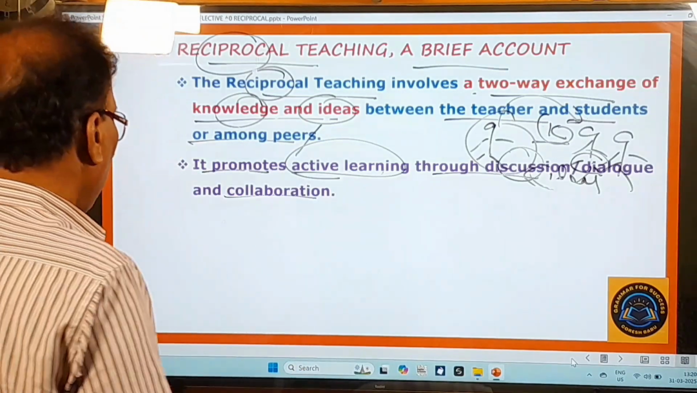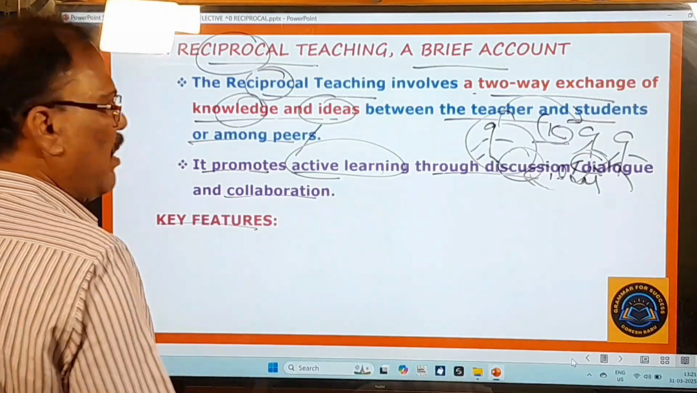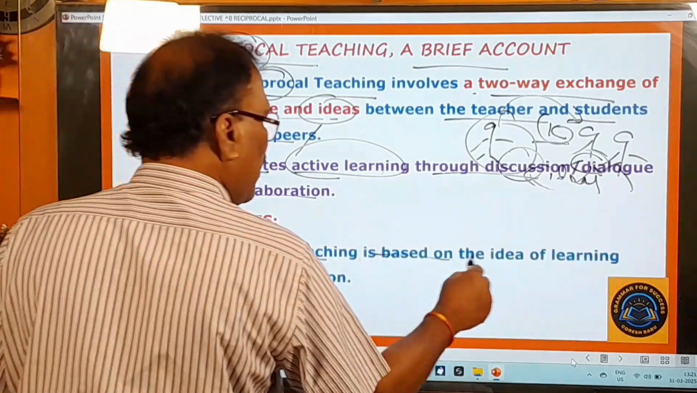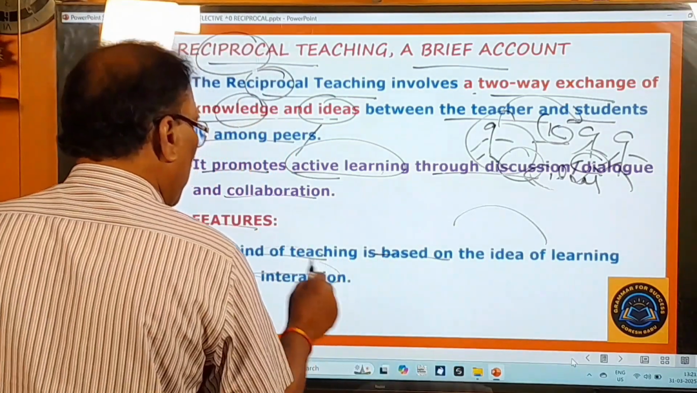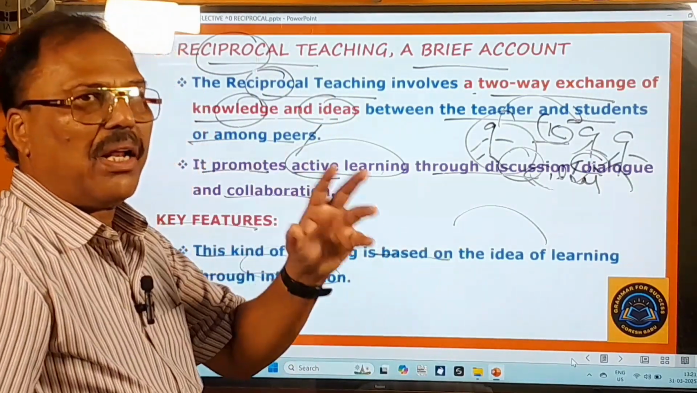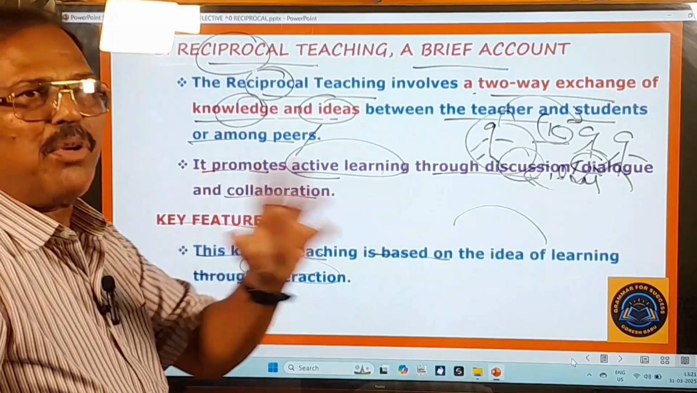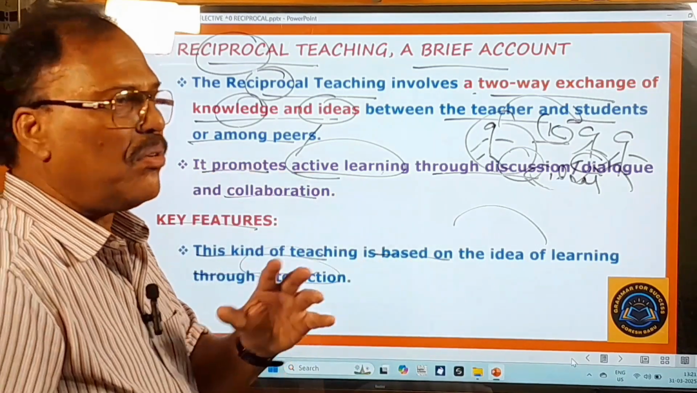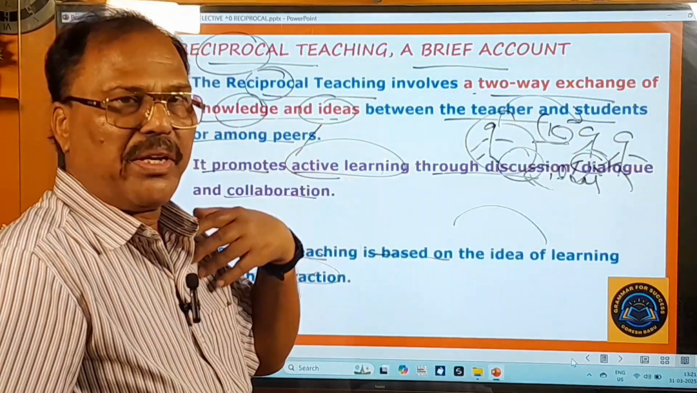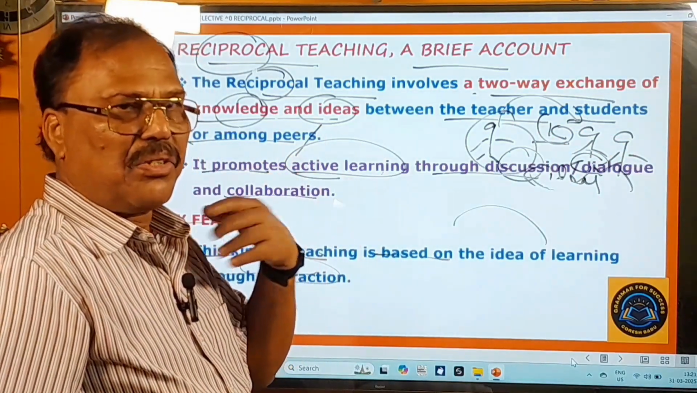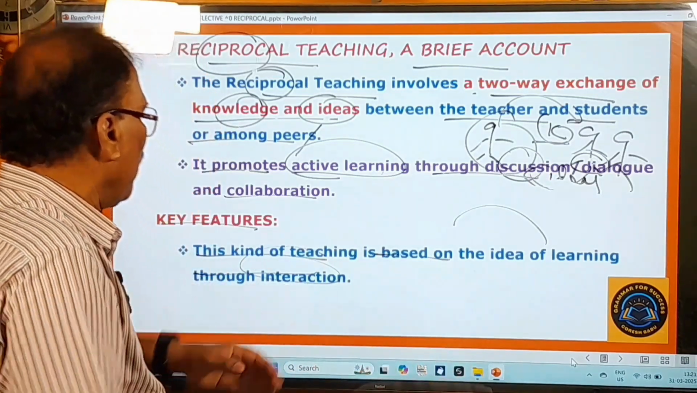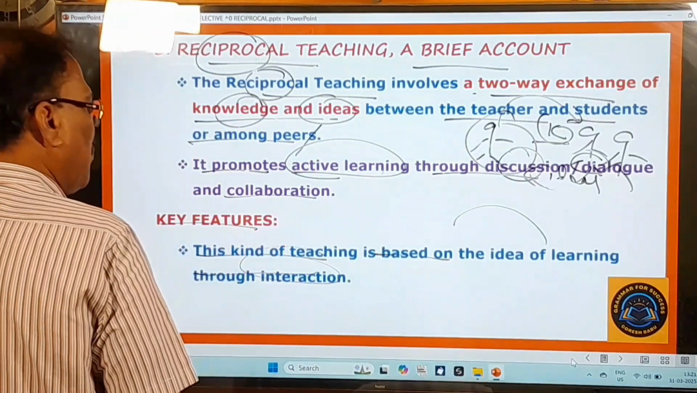Okay, and here some key features are there. What are the key features of this reciprocal teaching? This kind of teaching is based on the idea of learning through interaction, through communication. The teachers give knowledge to the students and the students will give their opinions or ideas to the teachers. So in this way, the students will learn so many things only through interaction. This is the first feature of this reciprocal teaching.